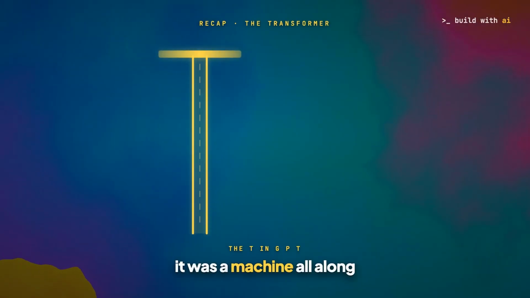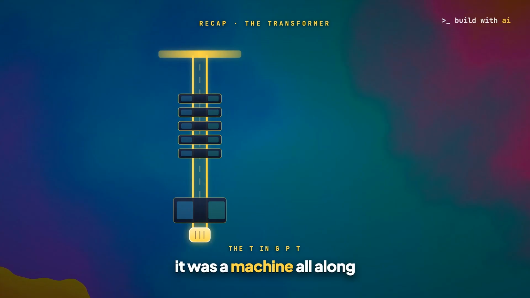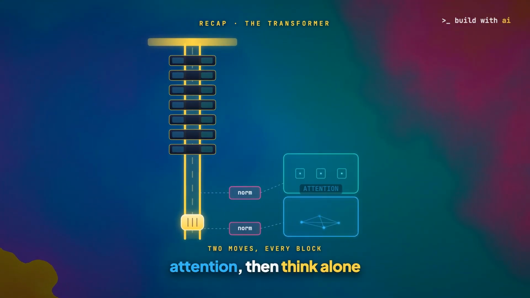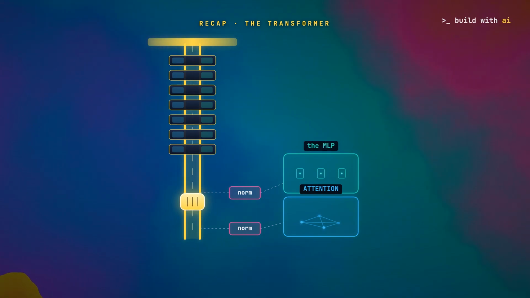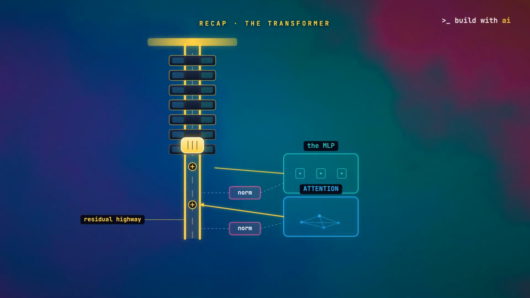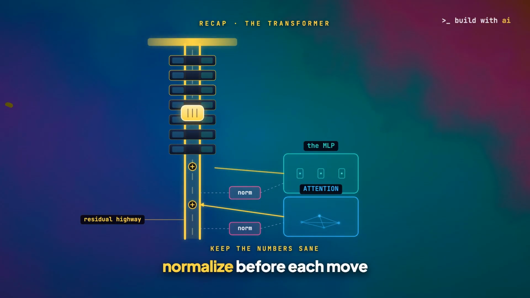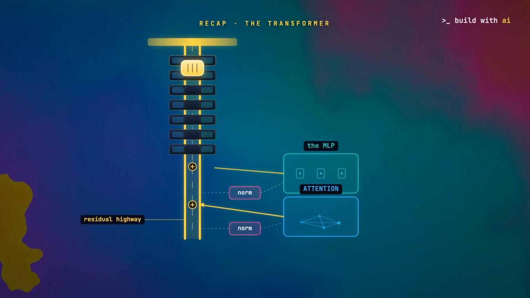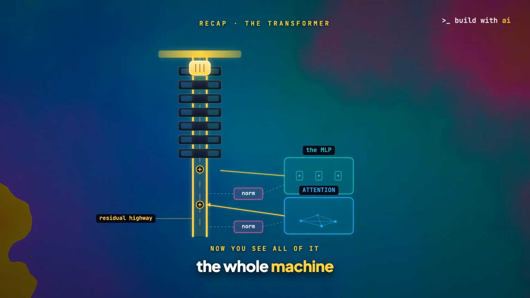So, the T in GPT. A transformer is a tall stack of identical blocks. Each block makes two moves, attention and an MLP, and each move only ever adds to a shared residual highway, kept stable by normalization. Attention was the one piece you already knew. Now you can see the whole machine it lives inside. So what should we take apart next?